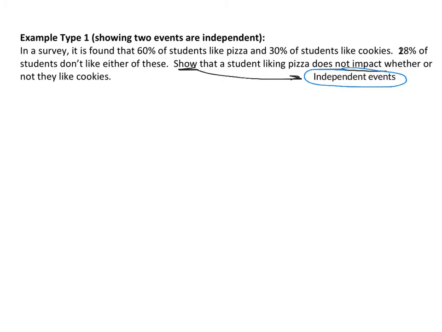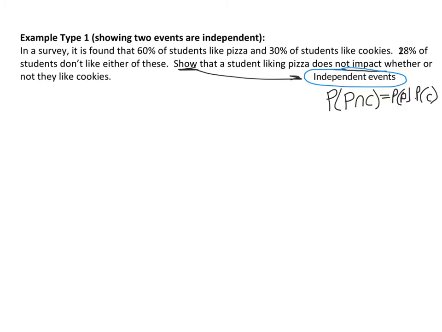So what I'm going to do now is, I can't use those formulas that I just had. I'm going to need to show some of those things. In particular, I want to try and show that the probability of pizza and cookies is equal to the probability of pizza times the probability of cookies. That's what I want to show. Okay, so let's see if we can get to that somehow.